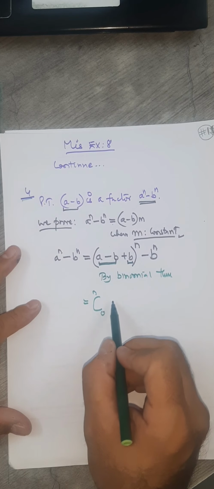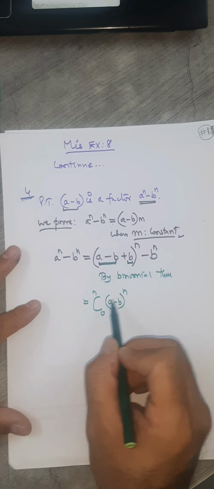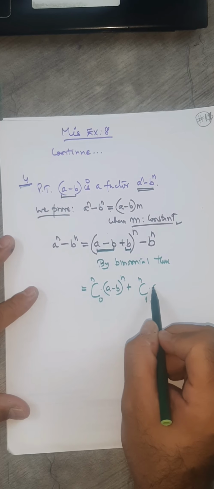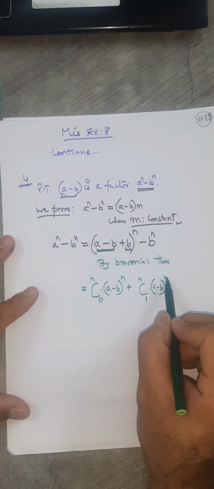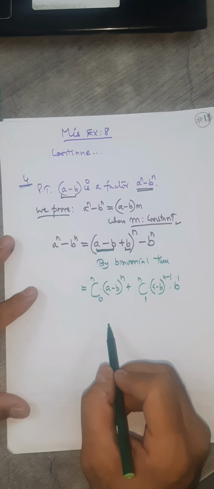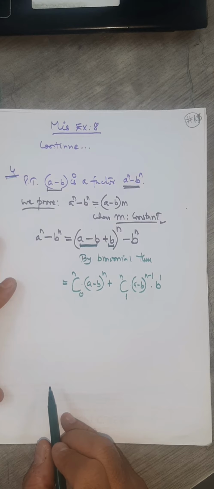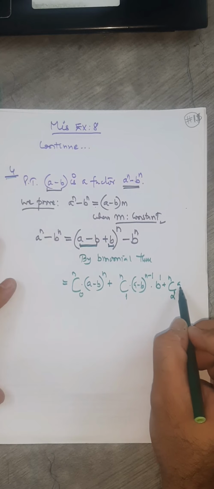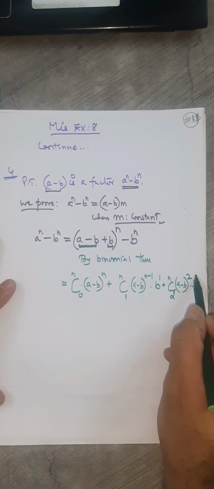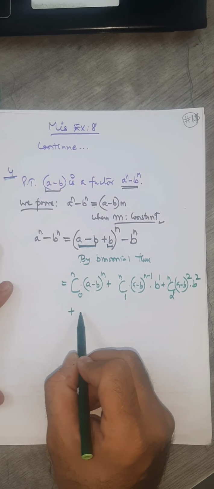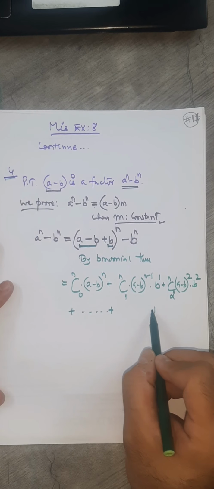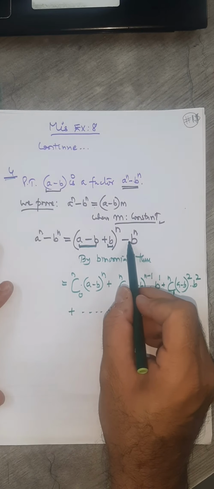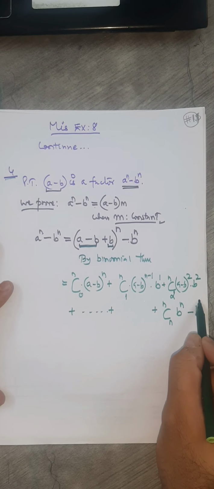nC0 into a minus b the whole raised to n, into b raised to 0, plus nC1 into a minus b whole raised to 1 less power, into b raised to 1, plus, let's write one more term here, plus nC2 into a minus b whole square into b square, and so on. Let me write the last term here. What will be the last term here? nCn into b raised to n. This minus b raised to n is already there, remember. We are doing nothing with that.